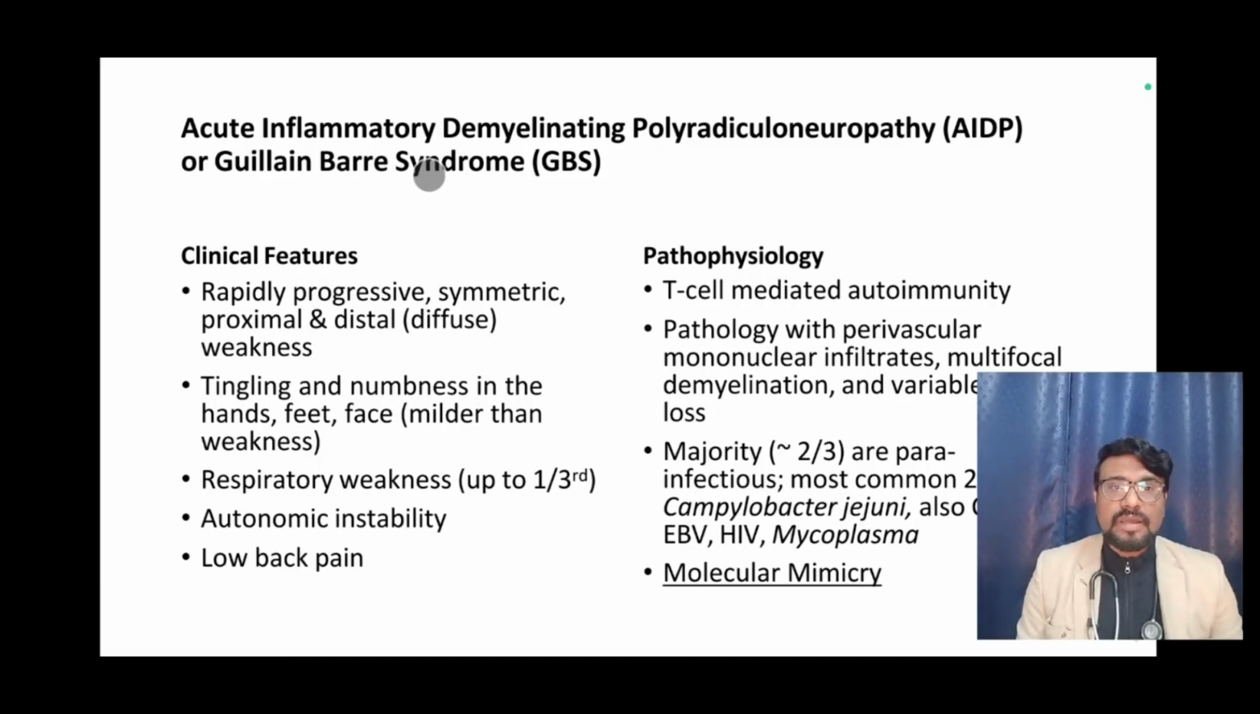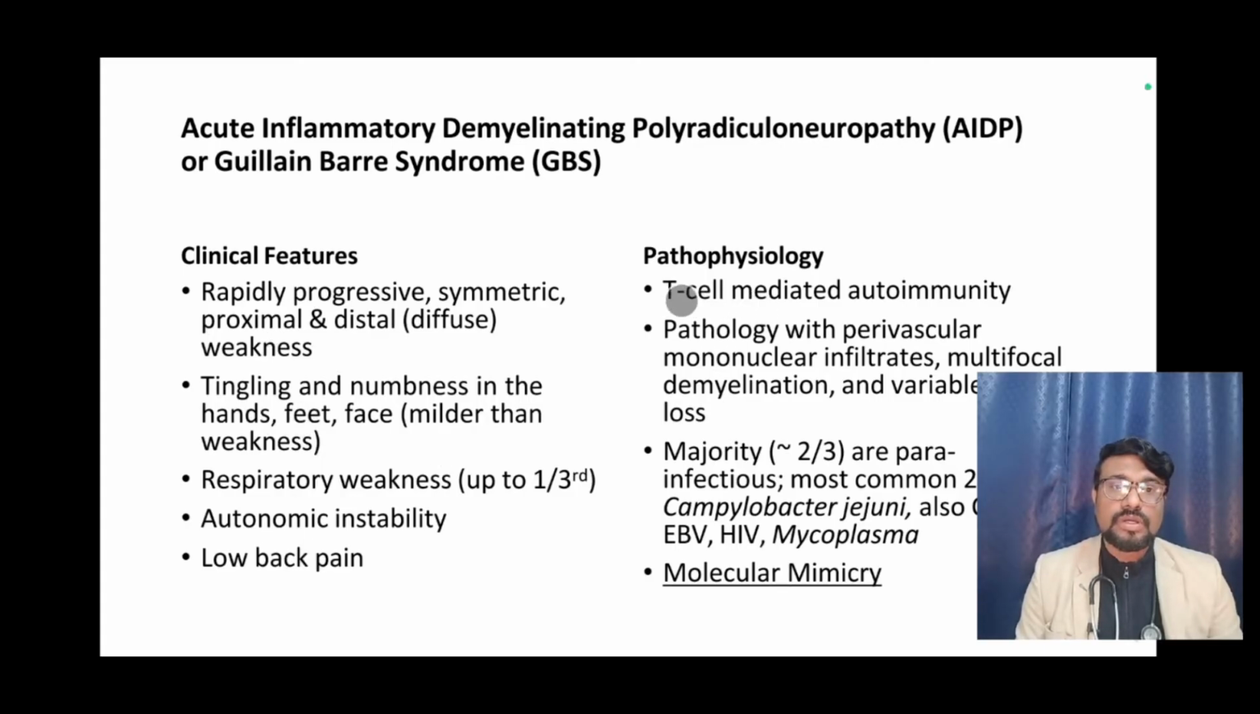Acute inflammatory demyelinating polyneuropathy, that is AIDP or Guillain-Barré syndrome, is characterized by rapidly progressive symmetrical proximal and distal, that is diffuse, weakness with tingling and numbness in the hands, feet and face, milder than the weakness. Respiratory weakness in up to 1/3 of the cases can occur with the progress of the disease, autonomic instability and low back pain. So these are the different clinical manifestations that a patient of GBS can present.